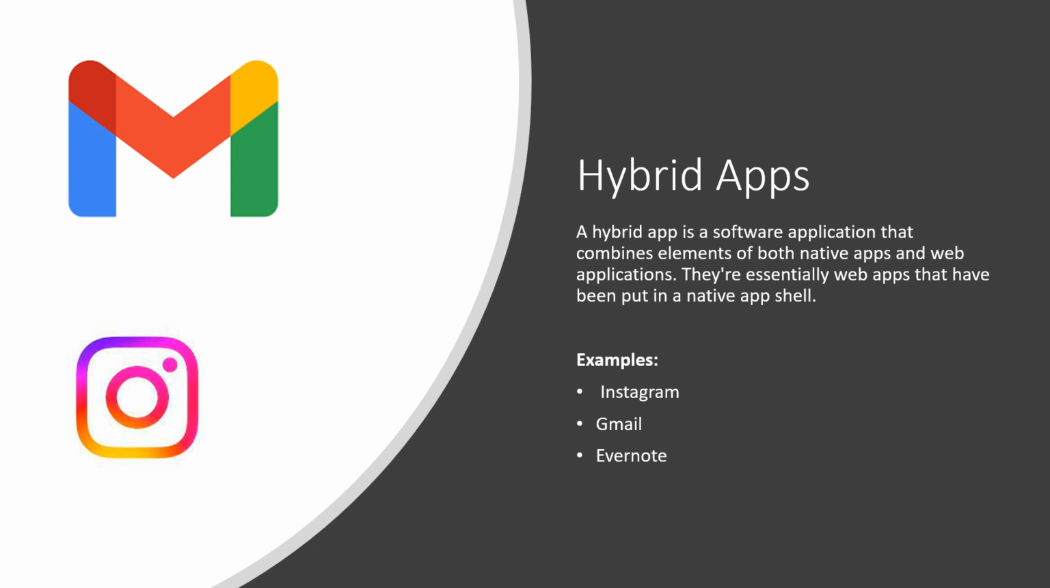Next on the list is hybrid apps. Hybrid apps are essentially web apps that have been put in a native shell. For instance, if I download from an app store and install an app, this shell or app is able to connect to whatever capabilities the mobile app will provide through a browser that's embedded in the app. Hybrid apps are more cost efficient and can be created faster, but aren't as rich or have as many features as a native application does. Some examples of hybrid apps are Instagram, Gmail, and Evernote.